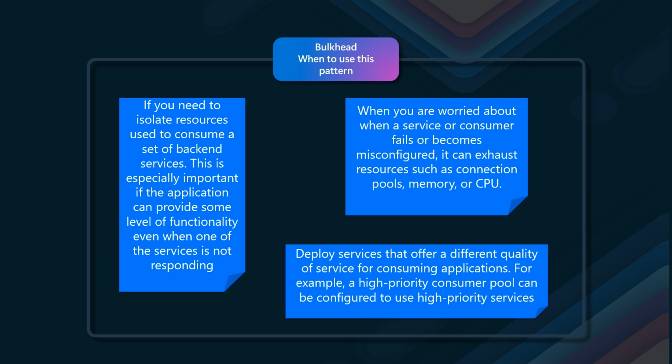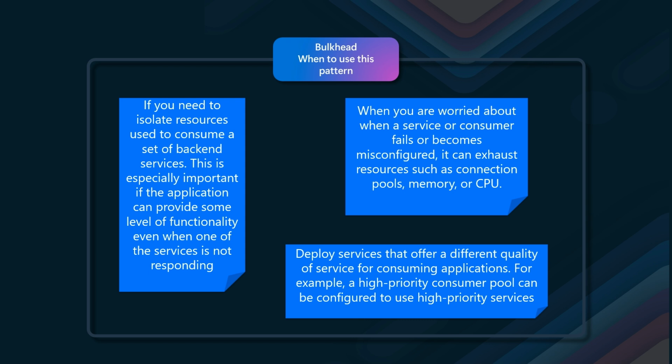Handling resource exhaustion. When a service or a consumer fails or becomes misconfigured, it can exhaust resources such as the connection pools, memory, or CPU. The bulkhead pattern helps to prevent this by isolating resources for different services or consumers. The bulkhead pattern allows you to sustain service functionality for some consumers even during a failure. By partitioning service instances into different groups based on consumer load and availability requirements, you can isolate failures and maintain service functionality.